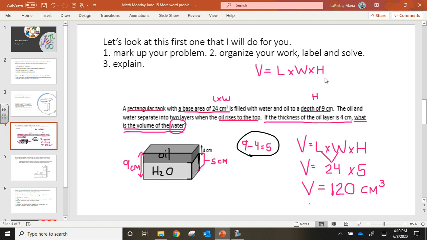Okay, so now to answer the question, what is the volume of the water? Again, we're using volume equals length times width times height. We already know length times width is 24 because it said centimeters squared. So we know that these two are the area, and area times the height will give you the volume. So we've got 24 times 5 for the water. And when we multiply the two, we've got 120 centimeters cubed. You say cubed when we're talking about volume.